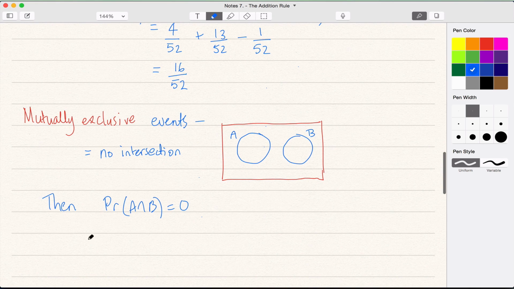So the probability of A union B is just probability of A plus probability of B. Only when they're mutually exclusive, because using our addition rule, it'd be A plus B minus A intersect B, but there is no intersection, so this is minus 0 in the end. So you can just use this formula here if they are mutually exclusive, which means you can't have both things occur. You can only have one thing occur at a time.